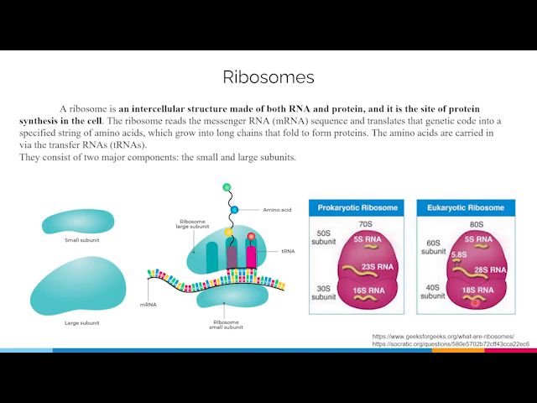Yes. Okay. So something that I did not say is, what exactly is this S? And why don't the large and the small add up to this number? So 50 plus 30 should be 80S, but this one is 70. And 60 and 40 should be 100S, and it instead is 80. Why is that the case? Can anyone guess? Does anyone know what the S stands for?